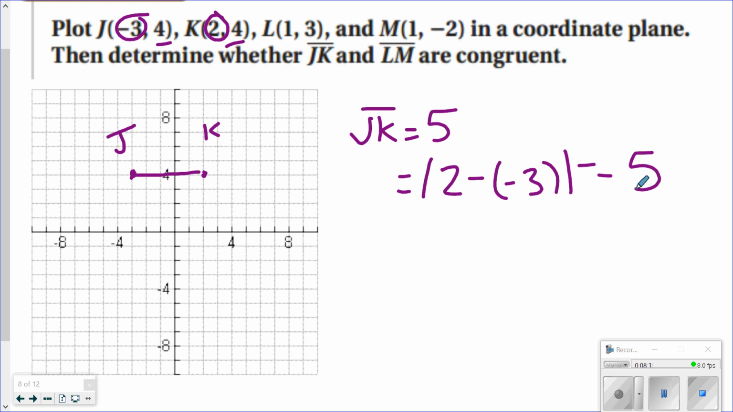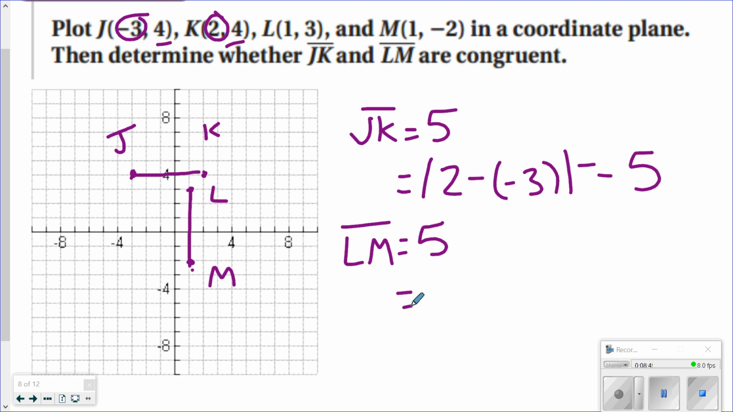All right, so now let's plot L and M. So L is 1, 3, 2, 3. That's L. And M is 1, -2. All right, L, M then. Let's count. If I start at L and go down, 1, 2, 3, 4, 5.